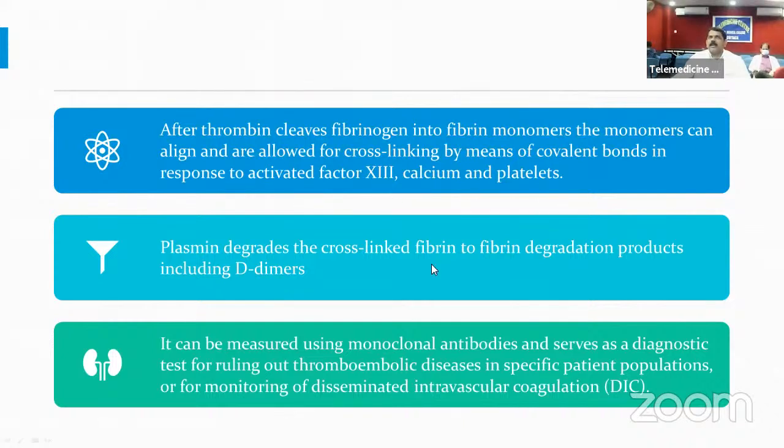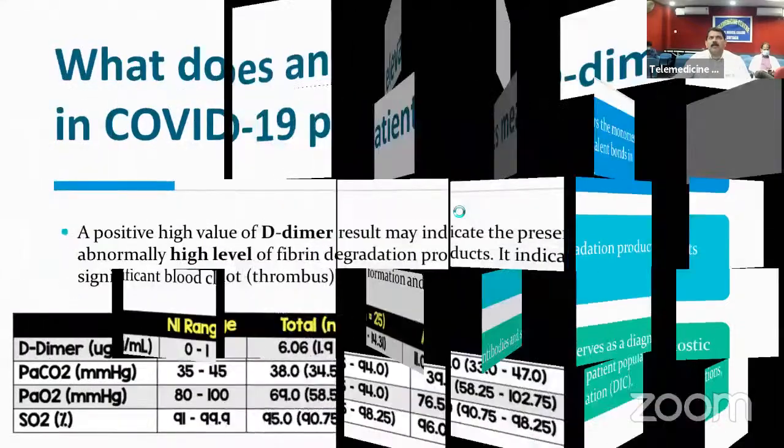So plasmin degrades the cross-linked fibrin to fibrin degradation products, including D-dimers, and it can be measured using monoclonal antibodies and serves as a diagnostic test for ruling out thromboembolic diseases in specific patient populations and for monitoring DIC. So that's why it has become a needed investigation, and along with the prothrombin time, the LDH, the procalcitonin, and other markers like interleukin 6, we do a D-dimer in every one of our patients.